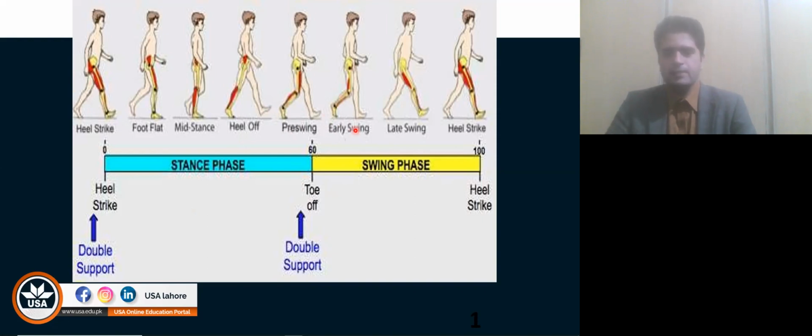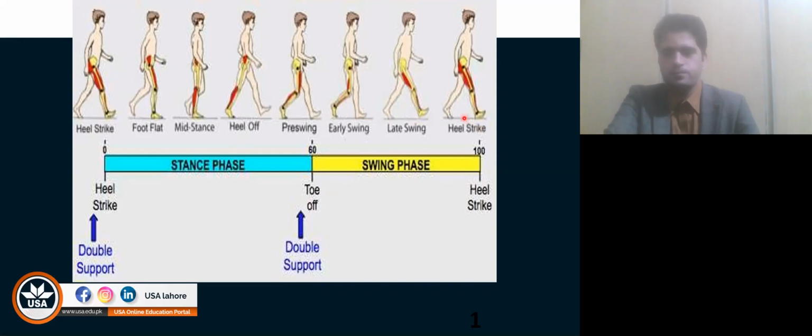Now this mid swing ends when the tibia of the swinging limb is vertically oriented and lasts from 73 to 80% of the stride. Though not shown here, mid swing will occur when this foot goes forward and becomes vertically oriented. That is the mid swing, and it will end when the tibia of the swinging limb is vertically oriented, and its total percentage is 73 to 80% of the stride. Then is the terminal swing, which lasts from 87 to 100% of the stride and ends at the moment of initial contact.